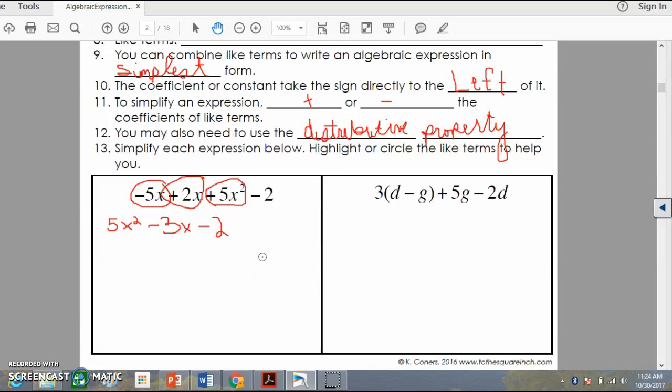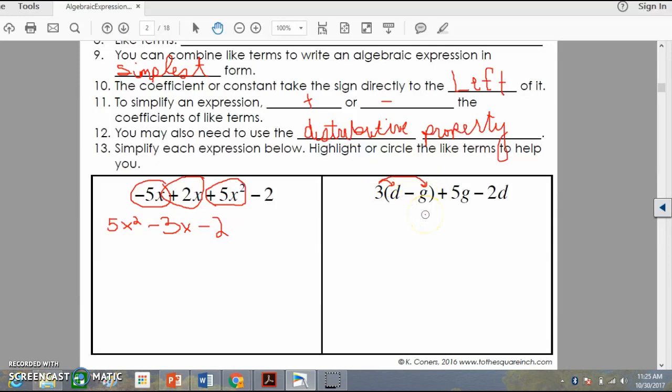But this next problem is a little trickier yet. If this 3 is outside the parentheses, it means there are 3 sets of d minus g. Or I'm taking 3 and multiplying it by d minus g. So this is what I often do to remind myself that 3 is being multiplied by everything here.